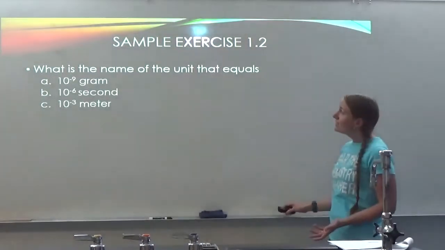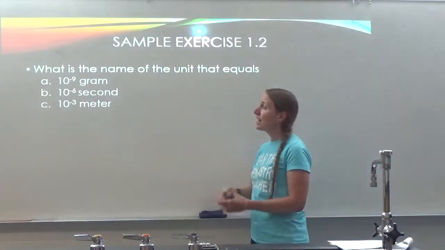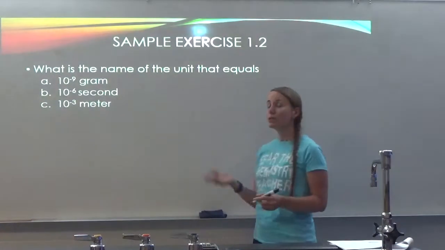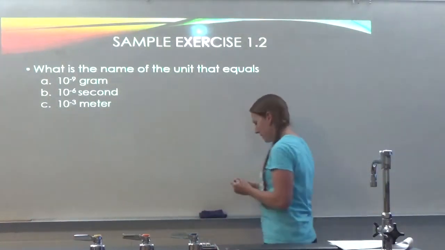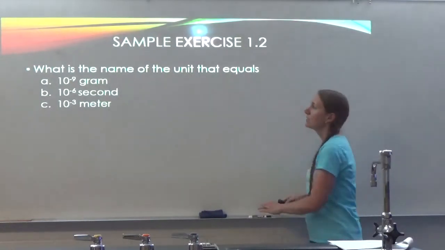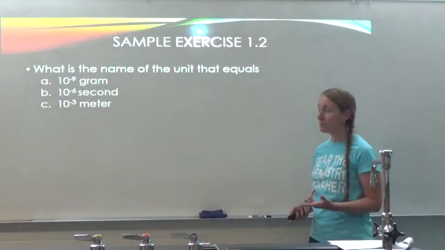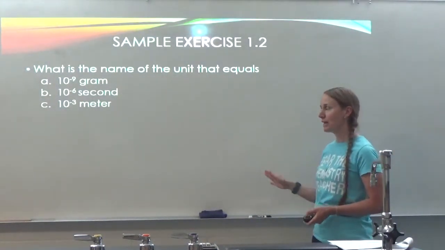It says, what is the name of the unit that equals 10 to the negative 9 grams? Well, if you look at that chart that I just showed you, you'll see that 10 to the negative 9 is nano. So 10 to the negative 9 grams would be a nanogram. I'll wait and click at the end because I think they all come up together.